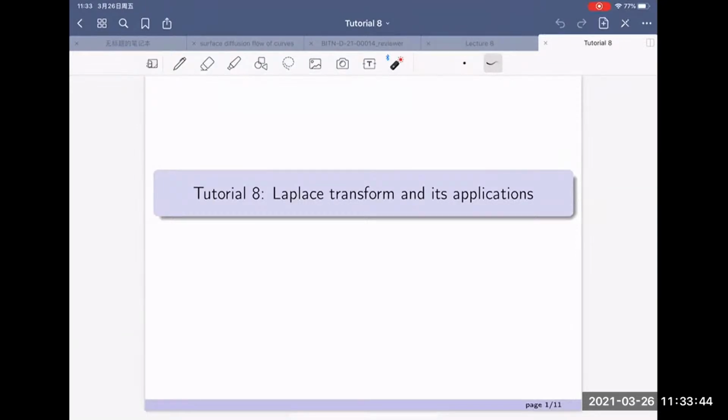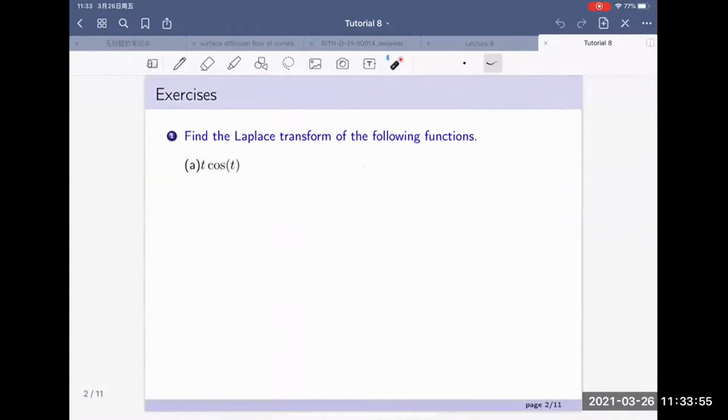Okay. So we will talk about these exercise questions in lecture 8 about the Laplace transform. There is a table of Laplace transform, and all our computation will be based on the table. You don't use the basic definition, instead you use the table. The table of Laplace transform is in the lecture note in lecture 8.